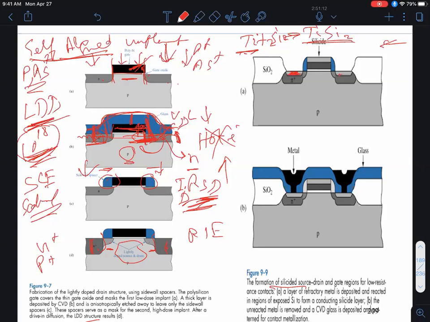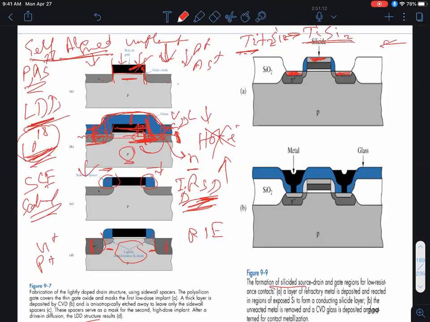And it does that in the source and the drain region. On top of the gate, if it was polysilicon, it will form a silicide there also, but if it's a metal gate, it's kind of immaterial. The important point is on the source and the drain regions, okay?